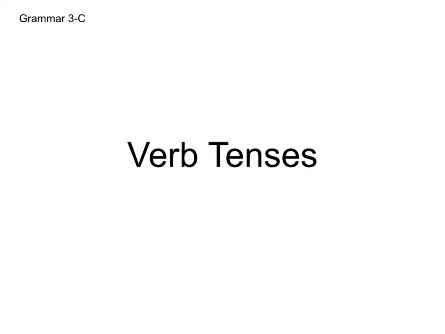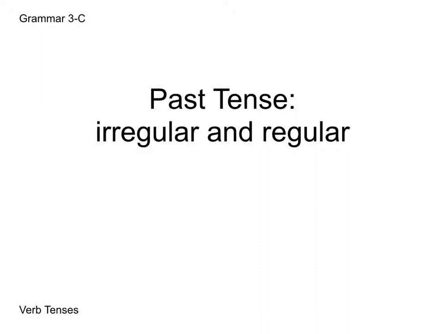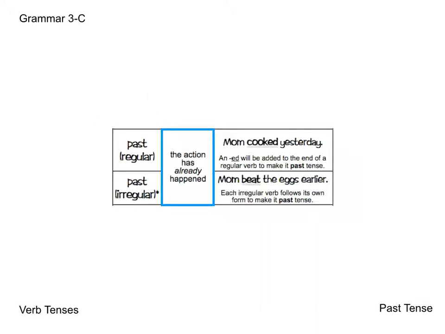This should also be a review in this book from things you've learned in Grammar 1 and 2. So we're just going to do a quick overview. First we're going to look at past tense. There are irregular and regular past tenses. So let's look at each one individually. First of all, past tense means the action has already occurred. It's already happened. So let's look at our examples.